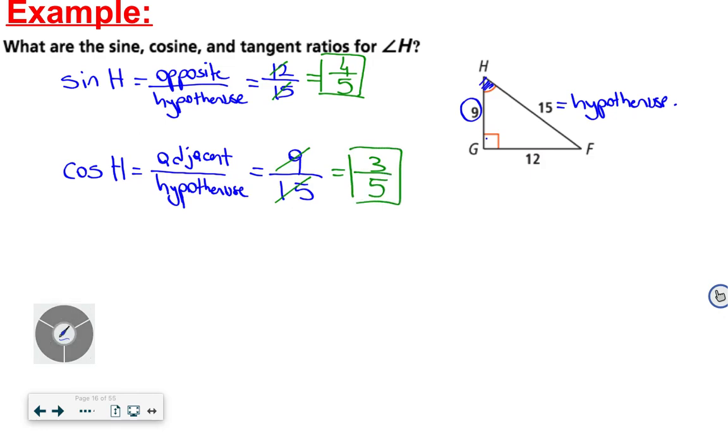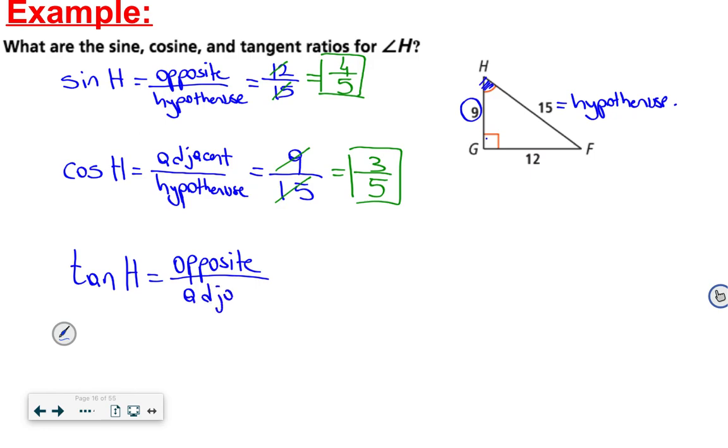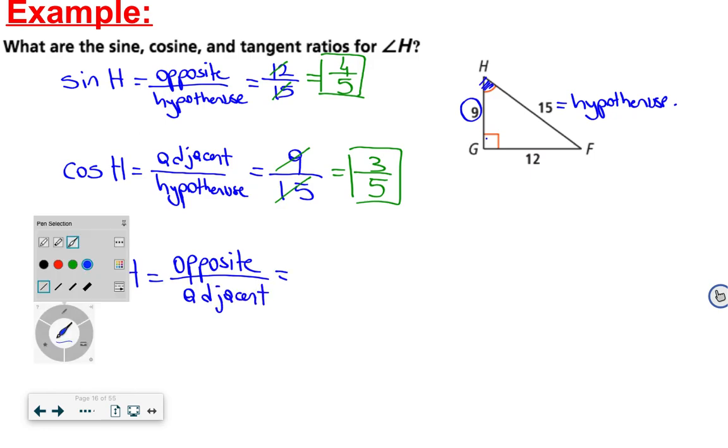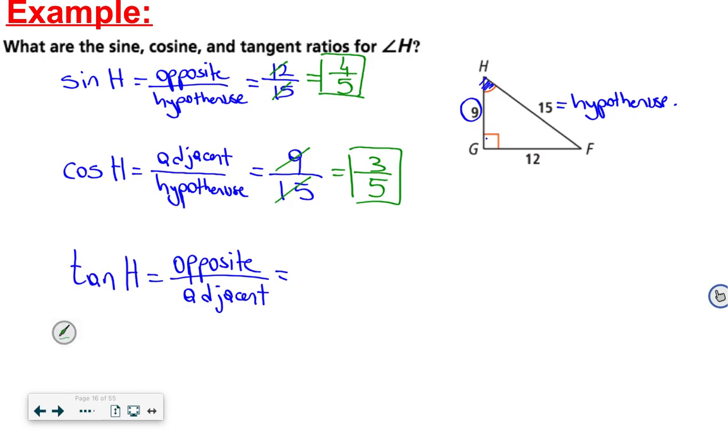The last one is tangent H. Remember that tangent is opposite over adjacent. What is the opposite side? Which is 12 over the adjacent side, which is 9. If you simplify this by 3, you will find that 4 over 3 is your answer. Next slide.